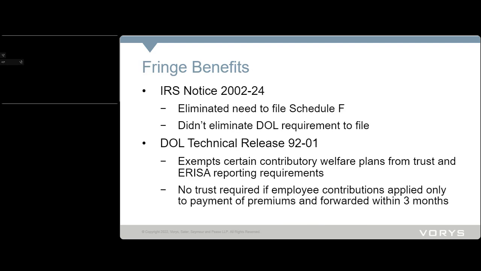Fringe benefits such as cafeteria plans, for example, are not required to file Form 5500, but just as a reminder, components such as your health flexible spending account are subject to ERISA. That's usually filed along with the medical plan Form 5500.